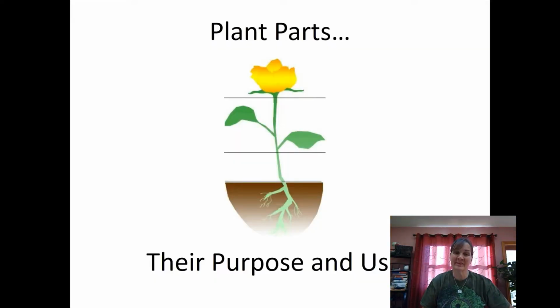Plant parts, their purpose and uses. So again, we have our notebook, and on the other side, what I recommend doing is folding the paper in half and putting 2 headings. One side says purpose, the other side says human use. And I'm going to clarify what that means, purpose and human use.